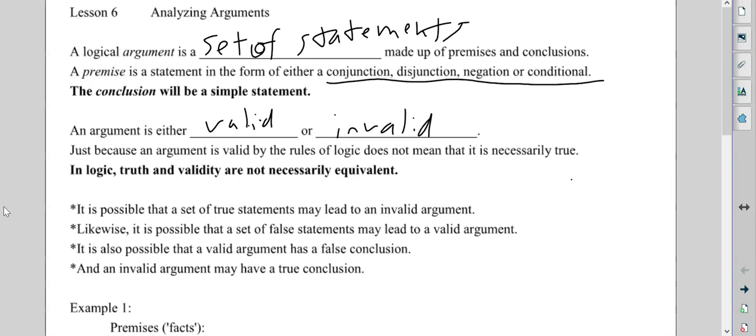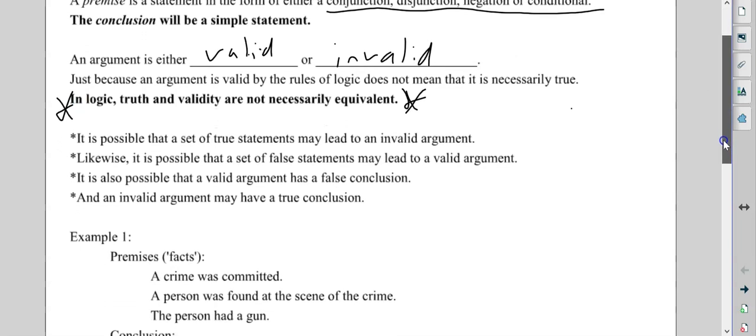Okay? So, just because an argument is valid by the rules of logic does not necessarily mean it's true. So in other words, you could pose a really good argument and logically defend a false statement. Okay? In logic, truth and validity are not necessarily equivalent. This is kind of an important concept. Okay? Valid does not mean true. True does not mean valid. They're not tied together. You can have a true statement and poorly defend it and not be able to make a valid argument for it, even though it's true.